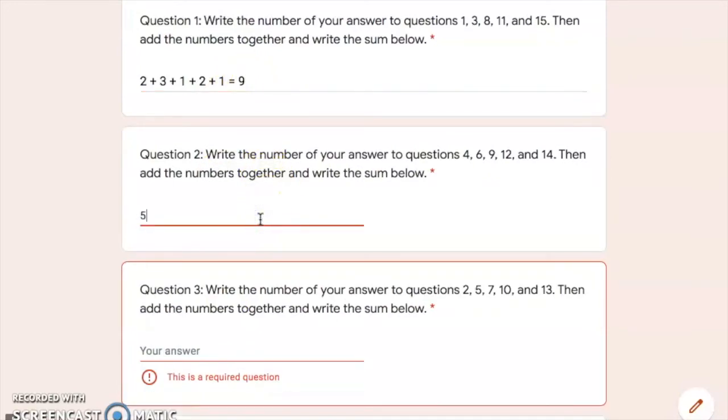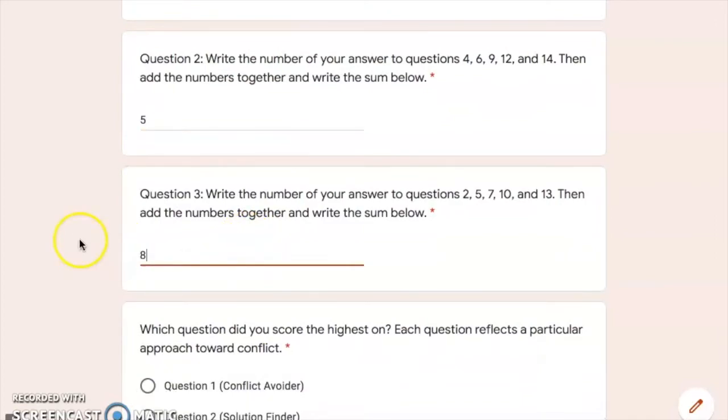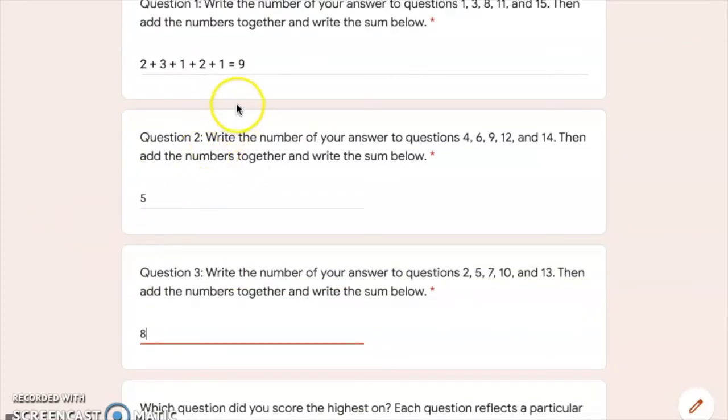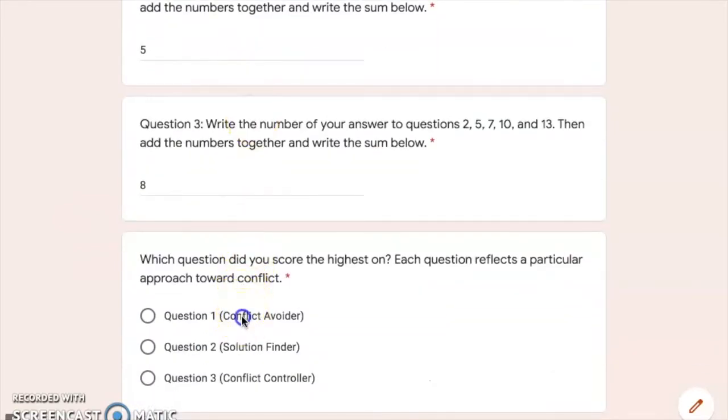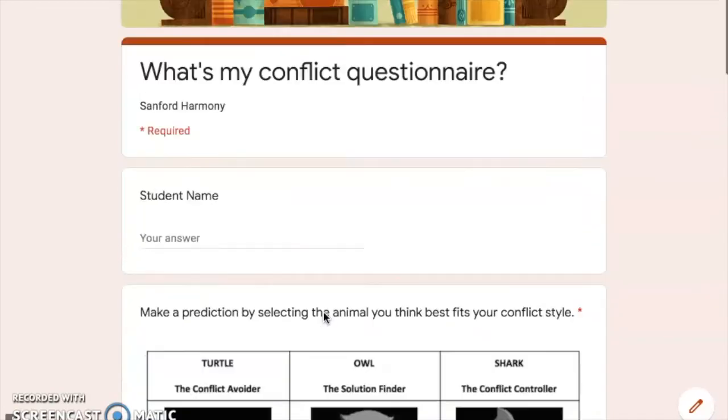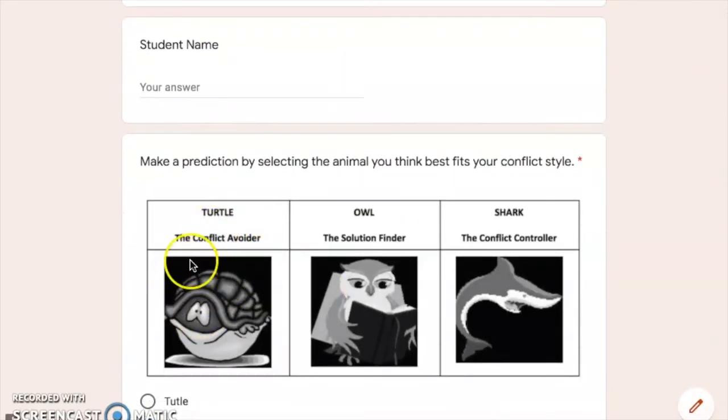Maybe I had a total of 5 and a total of 8 for these questions. That means question 1 had my highest sum. So I'm going to select question 1 here. That's telling me that I am a conflict avoider. Now you can go back and let's see my prediction, conflict avoider. So maybe I predicted I was a turtle or maybe an owl, and that's okay.